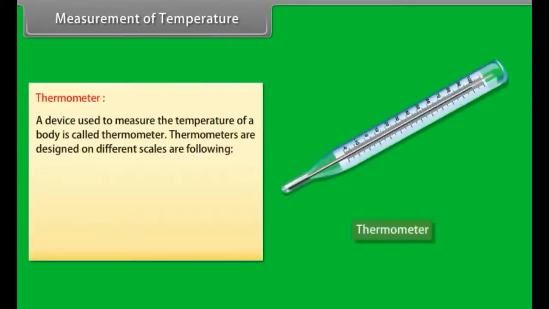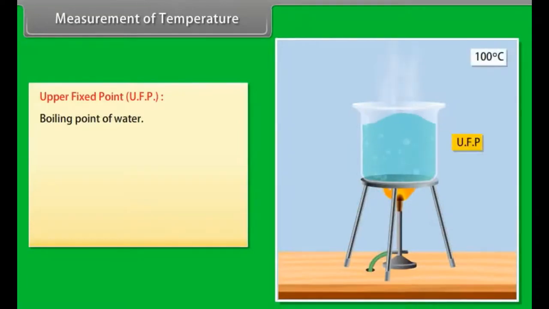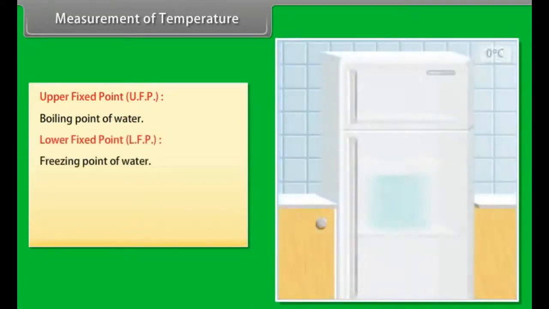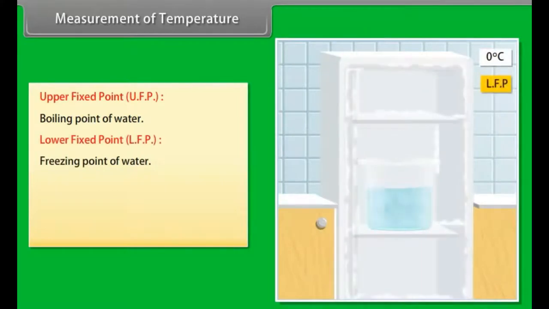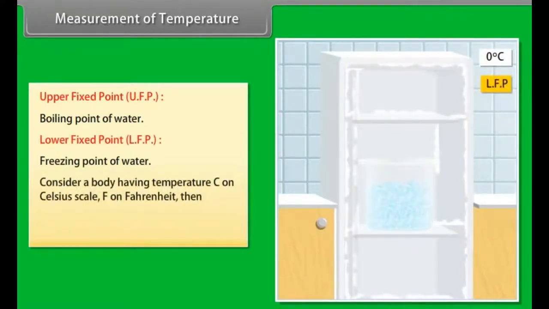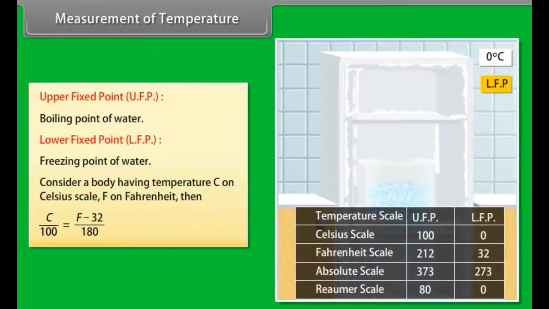Measurement of temperature. A device used to measure the temperature of a body is called a thermometer. Thermometers are designed on different scales as follows: Celsius scale, Fahrenheit scale, Kelvin scale, and Reamur scale. Boiling point of water is known as upper fixed point. Freezing point of water is known as lower fixed point. Consider a body having temperature C on Celsius scale and F on Fahrenheit scale. Then C upon 100 is equal to F minus 32 upon 180.